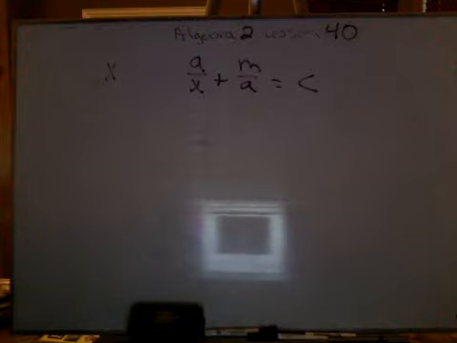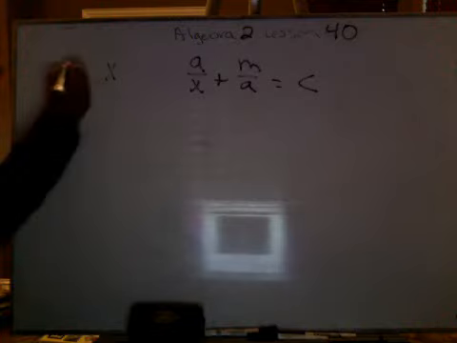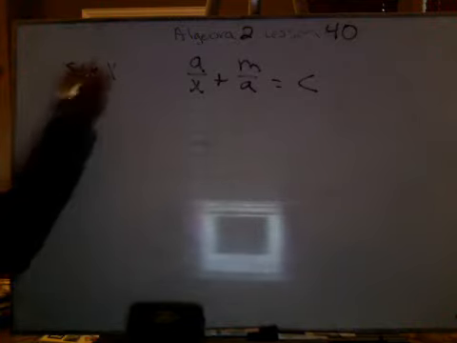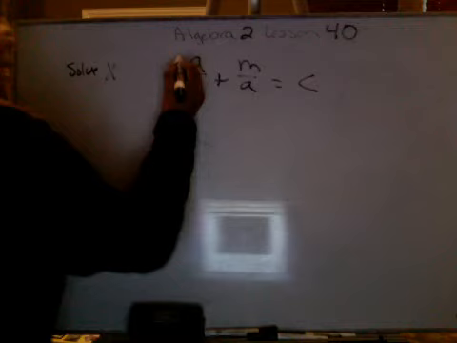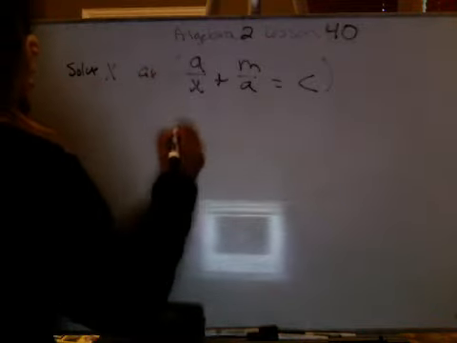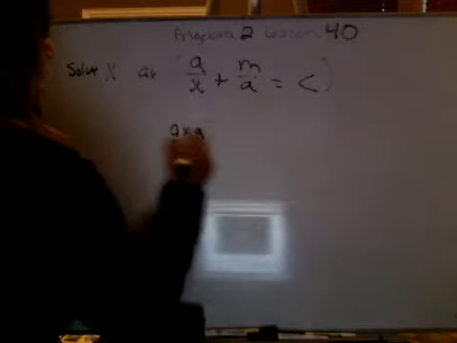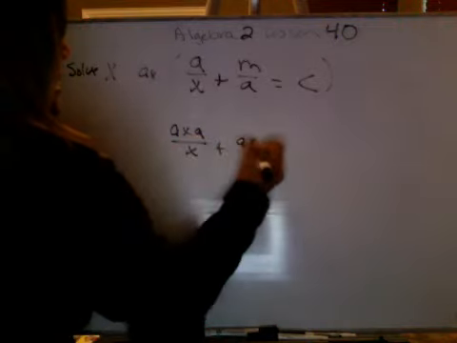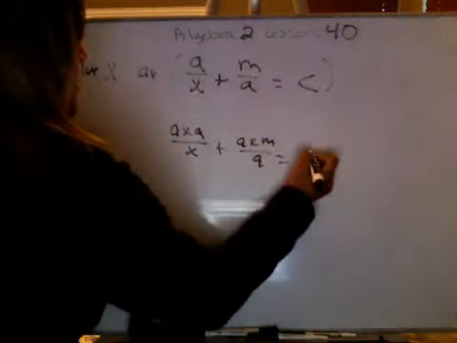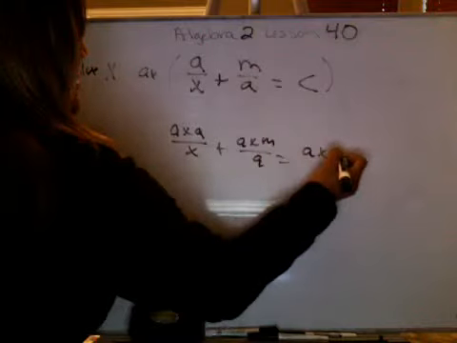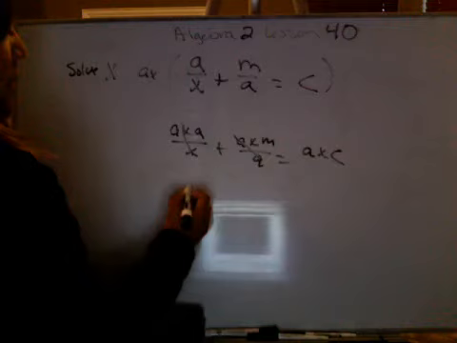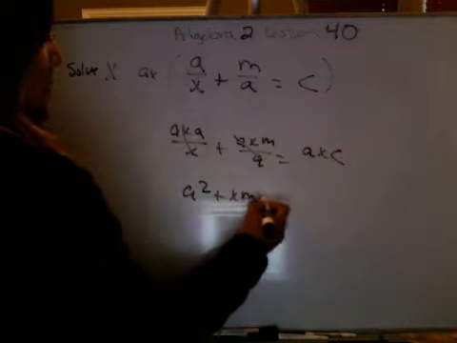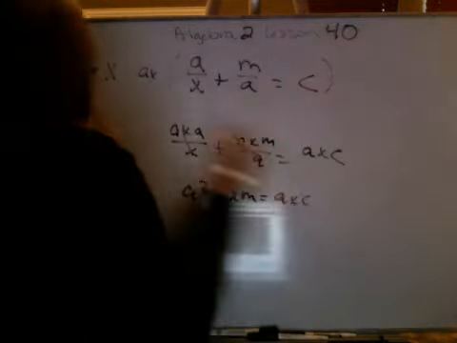Well, we can do the same thing. We're solving for x, but first, let's get rid of the denominator. And we want to do that by getting a common denominator. What's our common denominator? ax. So we're going to multiply every term by ax. So you get ax times a over x plus ax times m over a equals axc. This goes away, and you're left with a squared plus xm equals axc.